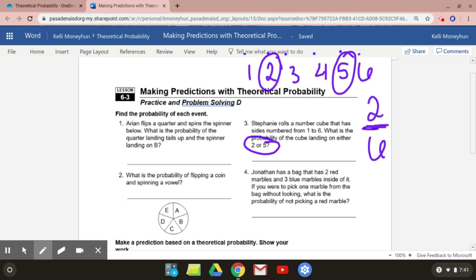You have to simplify this. This is not the correct answer. 2 out of 6 is not correct, okay? So what number can you divide both of these numbers by? 2. So divide them both by 2. 2 divided by 2 is 1. 6 divided by 2 is, there's your answer. Okay, pause.